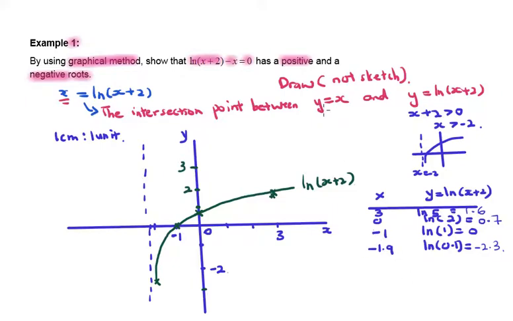Next, we draw the linear graph y equals x. So we might get a few points: when x is 0, y is also 0. So 0, 0. When x is -1, y is also -1. And then x is 2, y is also 2. So 2, 2. Draw a straight line that passes through these points.